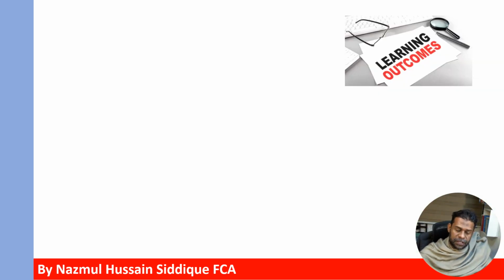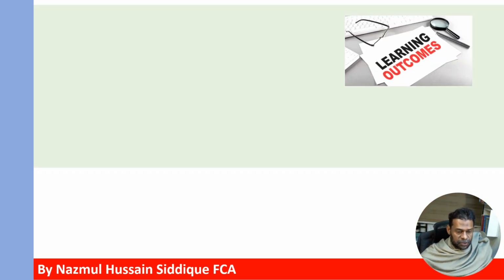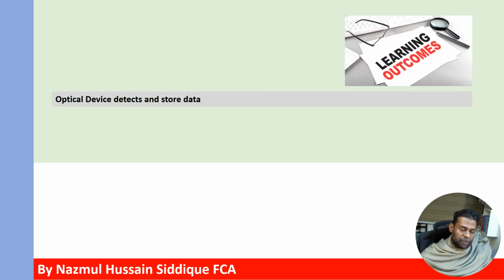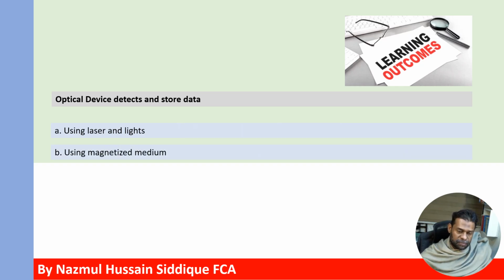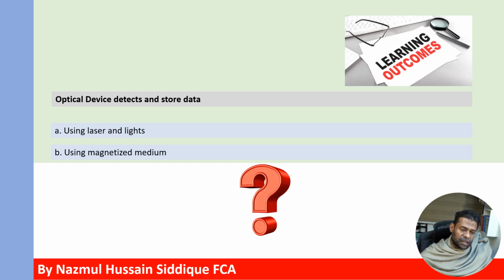Now we should test our learning outcomes through some MCQs. Number one MCQ: optical device detects and stores data using laser and lights, or using magnetized medium. Which one is the correct answer? Correct answer is A. Optical device detects and stores data using laser and lights.